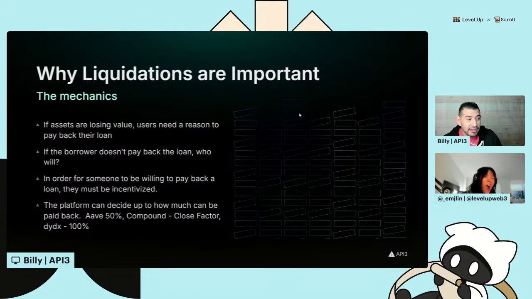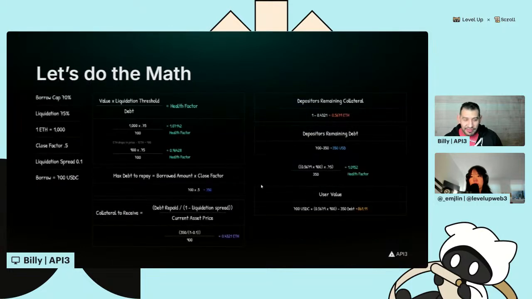Compound has something called the close factor. Depending on the asset, it has a different close factor, and that's decided by the DAO. And then you have crazy degen platforms, derivatives like dYdX, where you can pay back the entire loan, 100% of the loan, for the maximum amount. So it really depends on what kind of borrow-lending dApp, futures, or leveraging system it is. Maybe you want 100%, but there's a lot more competition for it, so you have to decide your strategy for that.